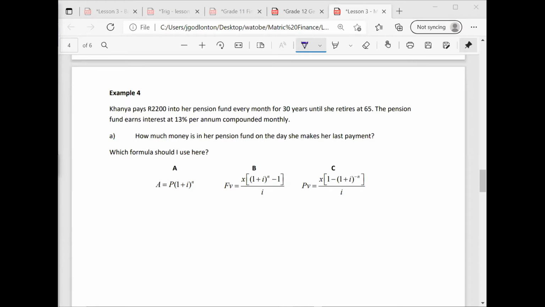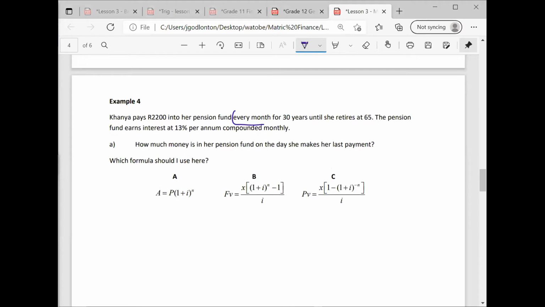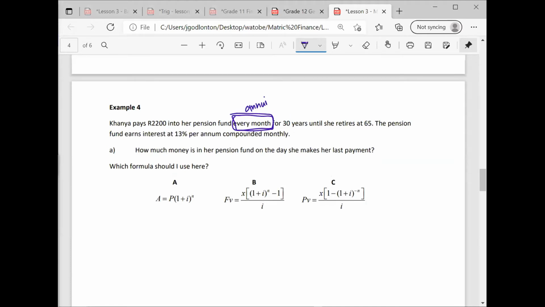And the reason it's B is because she's putting it into her account every month. And remember, these are the words that we have to start looking for when we're looking through these questions, because we need to start identifying which formula to use. She's paying 2,200 Rand every single month. And that means that it is an annuity. And so in this one, it's not a present value, which is what we're looking at today, because she's putting it into something that she needs in the future. She's putting it away for something later.